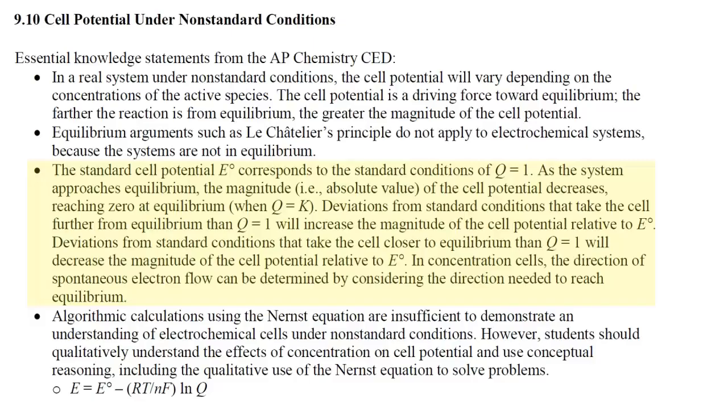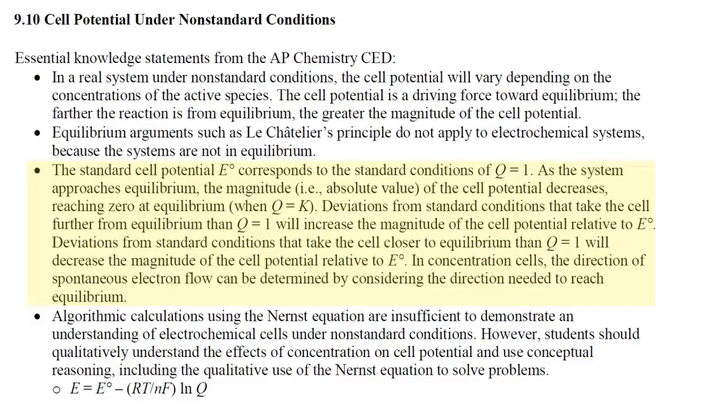It says that the standard cell potential, which has the symbol capital E with that superscript 0, looks like a degree symbol, corresponds to the standard conditions in which the value of Q, the reaction quotient, is equal to 1. Now, if we set up a standard galvanic cell and we just let it run over time, this is what happens. Over time, the system will approach equilibrium. Over time, the cell potential will decrease, and then eventually the cell potential reaches a value of 0.